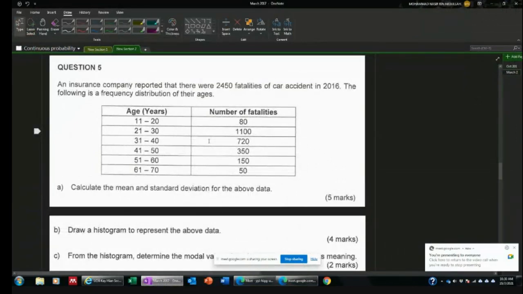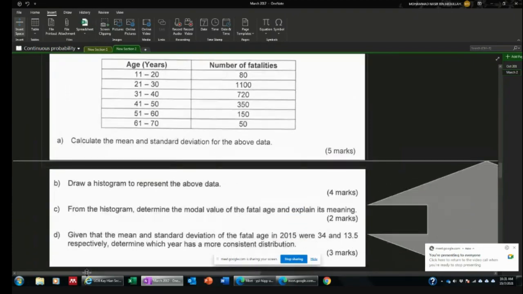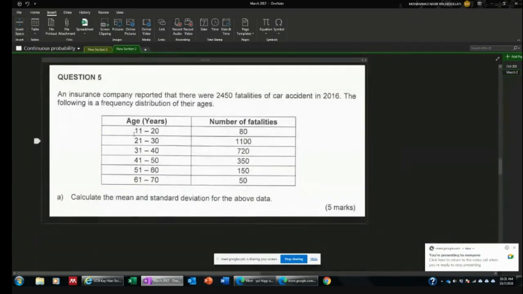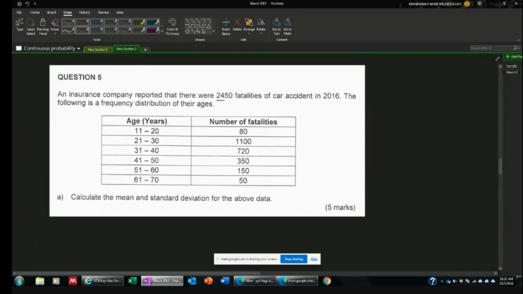Right, let's look at question number 5. So question number 5, an insurance company reported that there were 2,450 fatalities of car accident in 2016. The following is the frequency distribution of their age. So kalau kita tengok dekat sini, the age is starting from 11 to 20, and then we start for second row is 21 to 30.